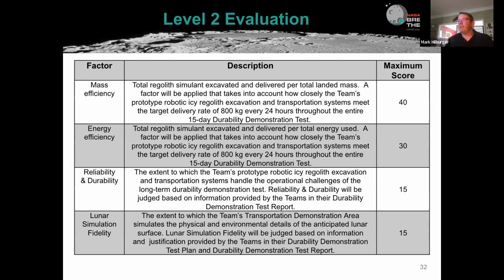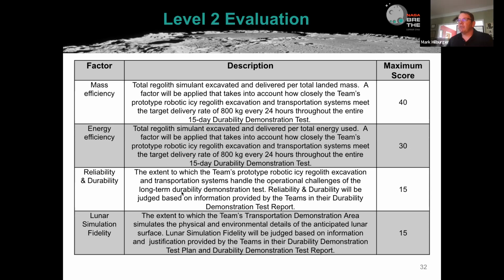Next is energy efficiency. So it's the total regolith simulant excavated per total energy used. And similarly, a weighting factor will be applied to the score that benefits the team who most closely targeted that 800 kilogram per 24-hour rate during the 15-day demonstration test. Maximum score for this element is 30.